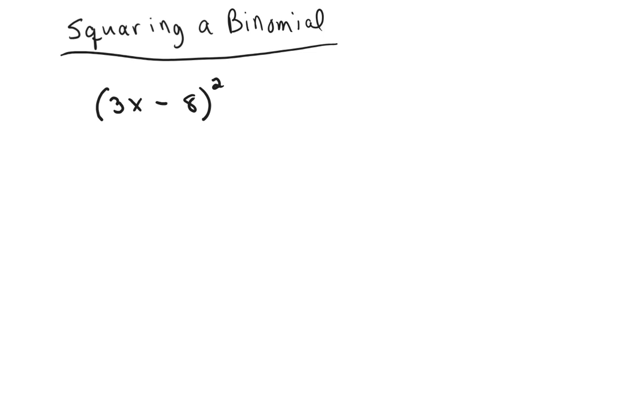This example goes over squaring a binomial. You've got a 3x minus 8 in parentheses, and then it's raised to the second power. Well, that just means when you square something, like if I wrote a squared, that really means a times a. So if I have 3x minus 8 squared, that means take the 3x minus 8 times itself.